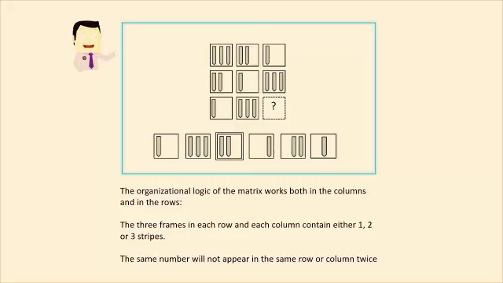The organizational logic of the matrix works both in the columns and in the rows. The 3 frames in each row and each column contain either 1, 2, or 3 stripes. The same number will not appear in the same row or column twice.